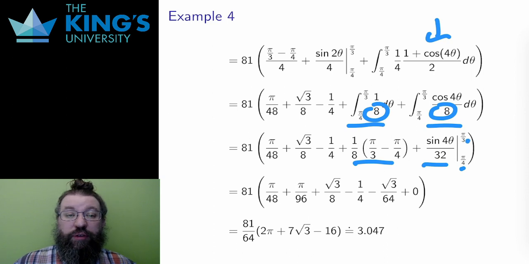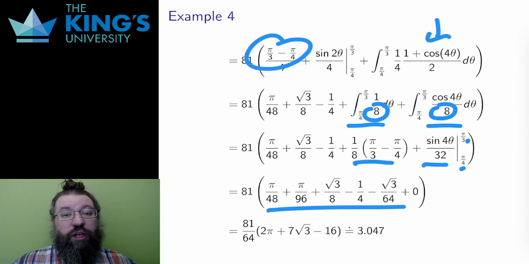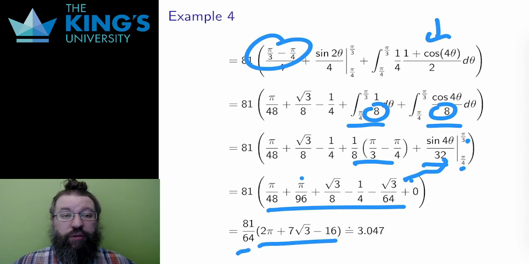This term with the difference of pi over 3 minus pi over 4 becomes pi over 96, which I'll move earlier in the addition to combine with the other multiple of pi. Sine of 4 times pi over 3 is negative root 3 over 2, and sine of 4 times pi over 4 is 0. And lastly, I can do all the arithmetic with all these terms and go to a common denominator of 64 to get this final expression. I don't normally give an approximation, but if you wanted one, this number is slightly larger than 3.